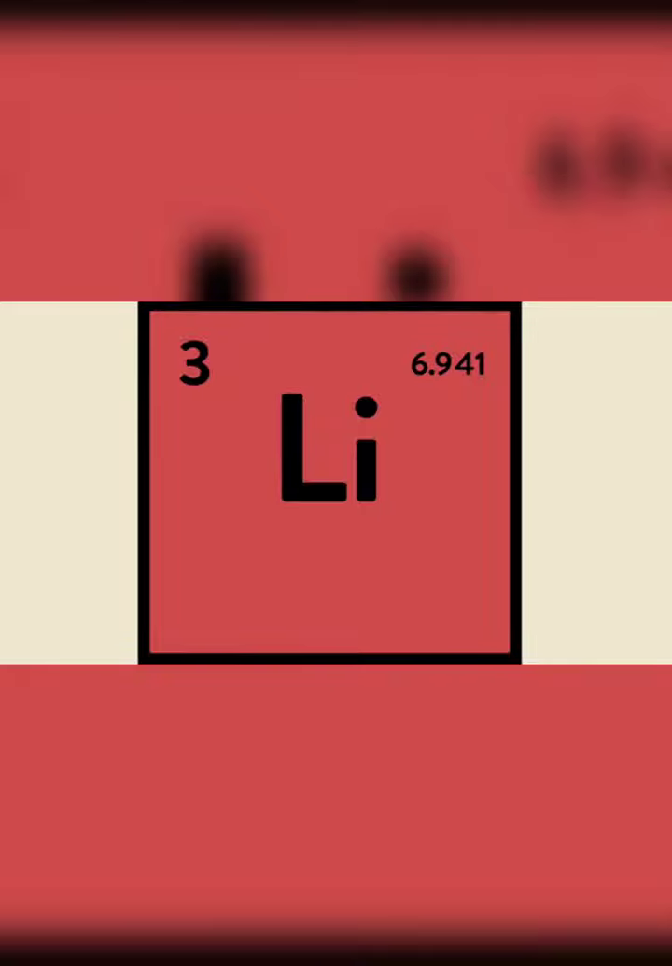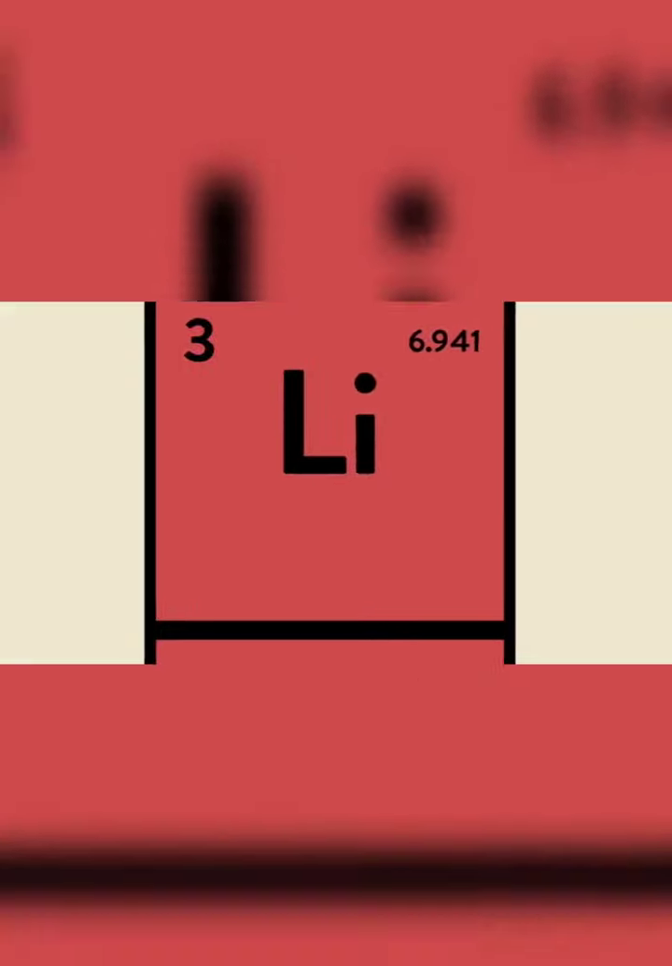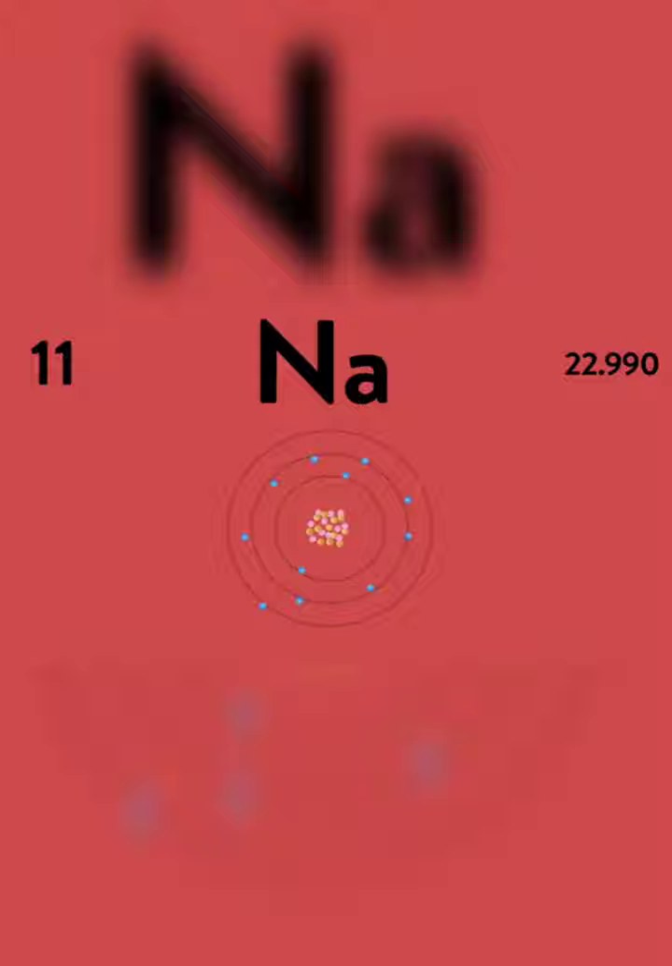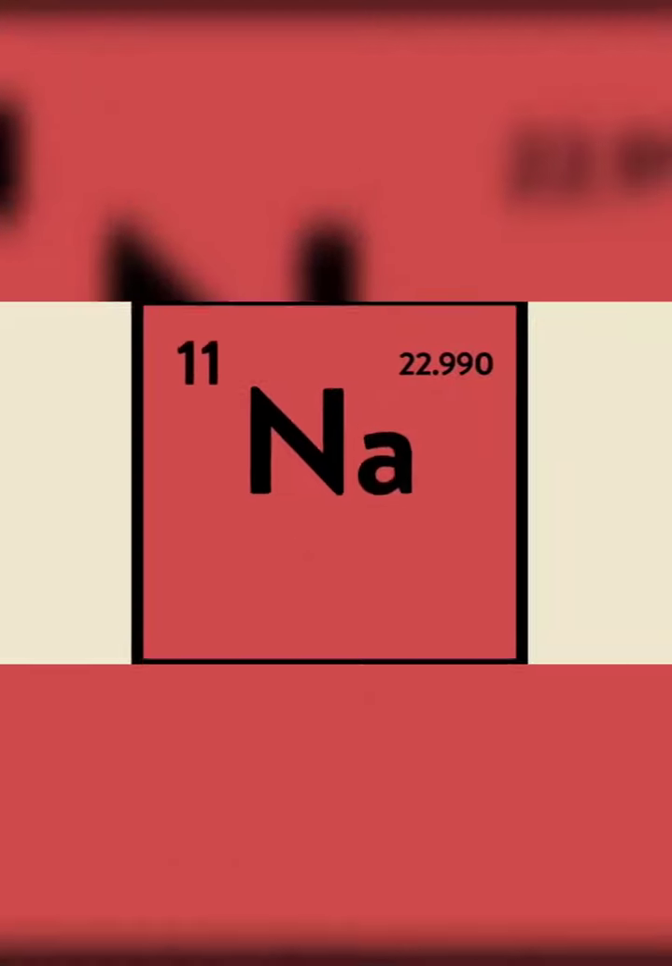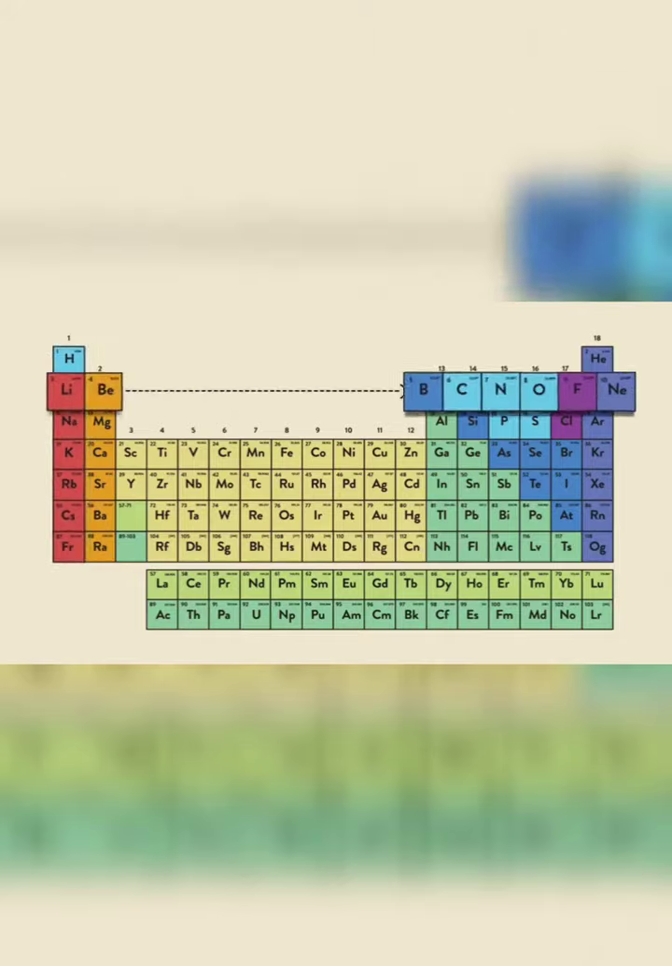Lithium is in period 2, which means it has 2 electron shells. Its atomic number is 3, so a neutral lithium atom's configuration looks like this. Sodium has 3 electron shells. Its atomic number is 11, so a neutral atom has 11 electrons. As you continue down the group, the atomic radius continues to increase due to the increase in electron shells. Now let's examine trends across periods.